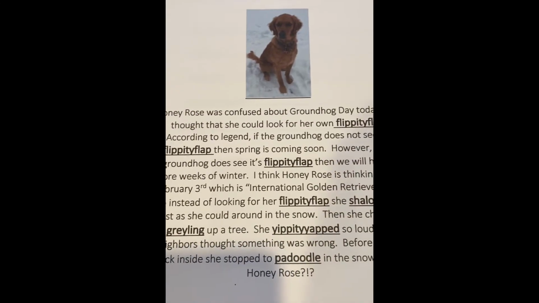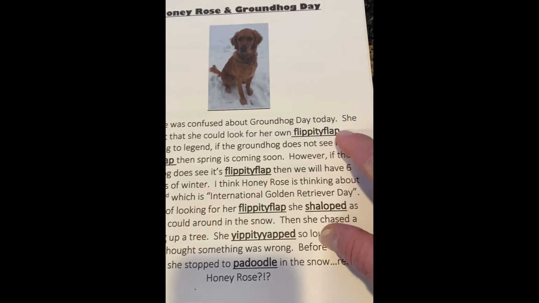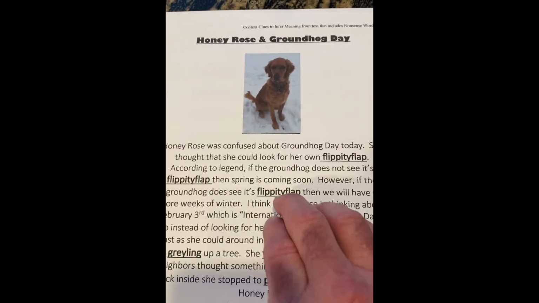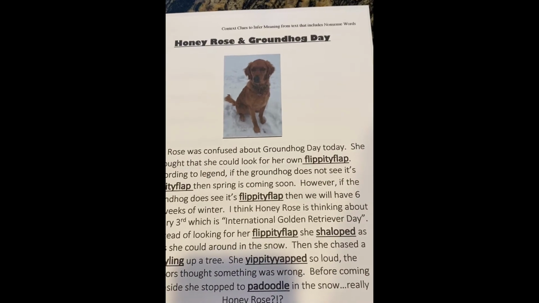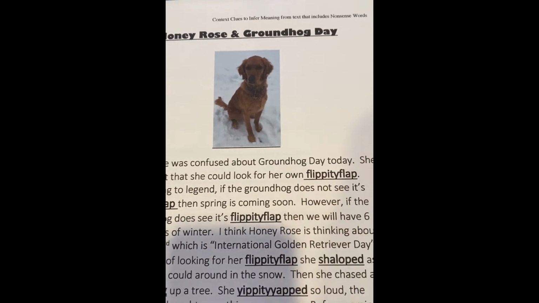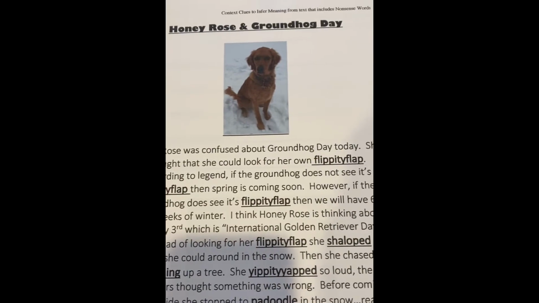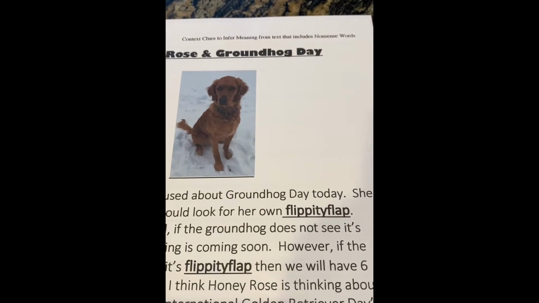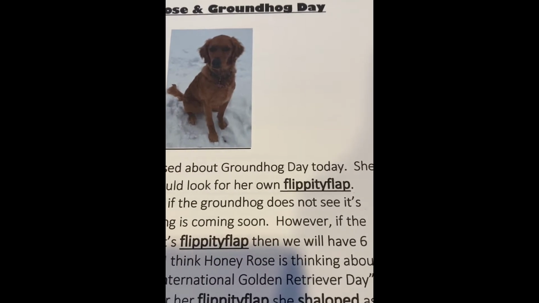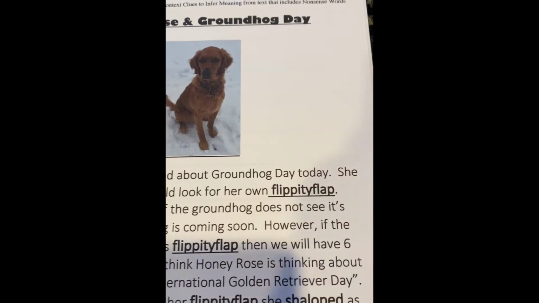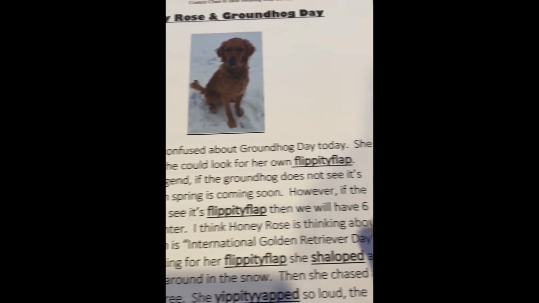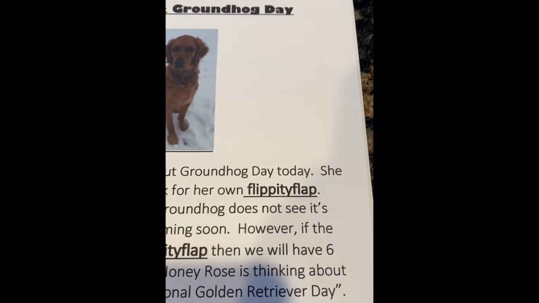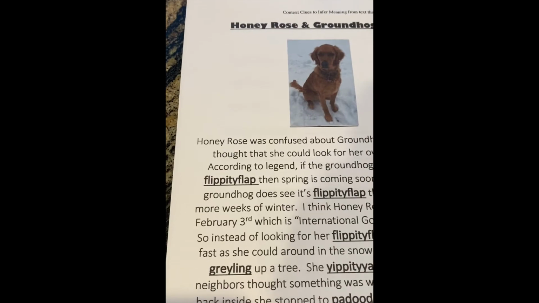So even if it was a real word, but just a really hard word, then there's ways of understanding the story. So flippity-flap, we have to figure out what can we substitute in place of flippity-flap. What word do we know that means the same idea if we were to put it in this sentence? She thought that she could look for her own flippity-flap. Well, if you know about Groundhog Day today, that's background knowledge. You're going to use your background knowledge about Groundhog Day to help you figure out if she could look for her own, oh, I know what Groundhog Day is about. She's going to look for her own flippity-flap. I know what that's probably going to be.